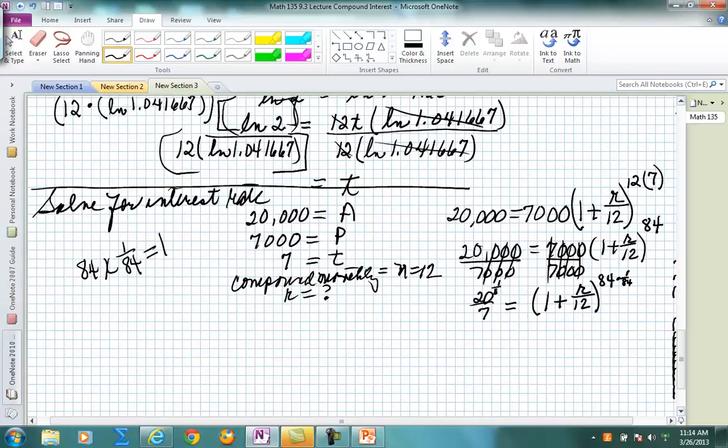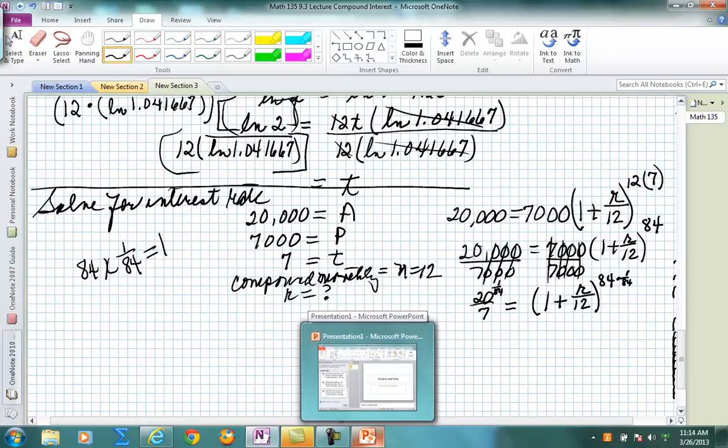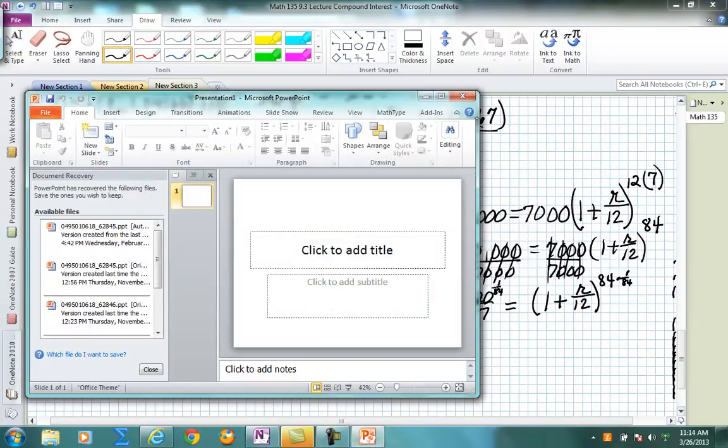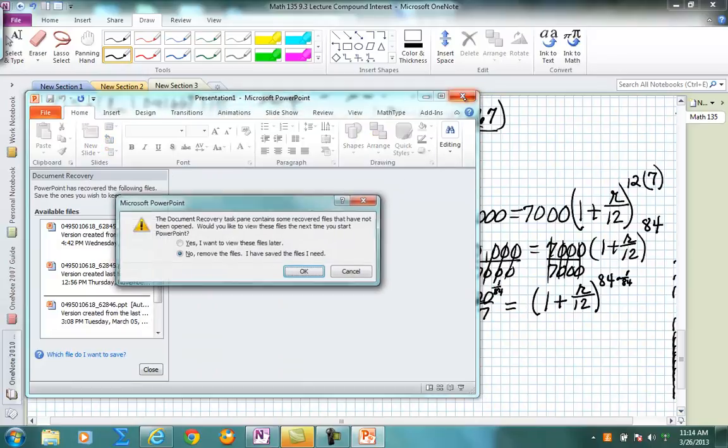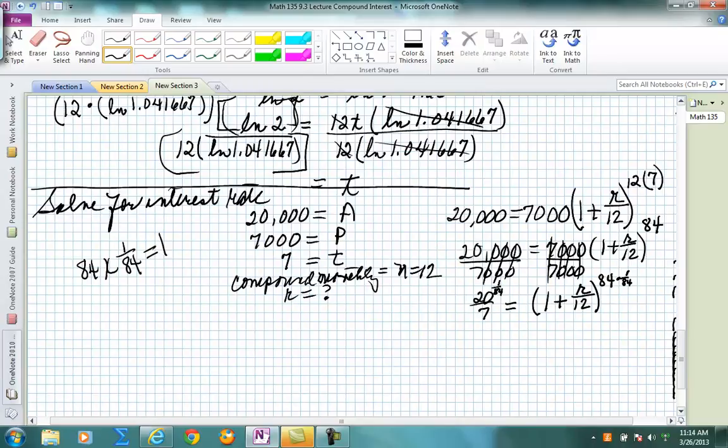So I'll subtract 1 on both sides of the equation. So I would have whatever you get when you take 20 over 7 raised to the 1 over 84 power, minus 1. And then I'm going to multiply both sides by 12 to get rid of that denominator. So this will be a number times 12. And so that will be your rate of interest. You'll be getting a decimal. I don't have my calculator here, but if you get a decimal, remember to get the rate as a percent, you have to move the decimal right 2 places.